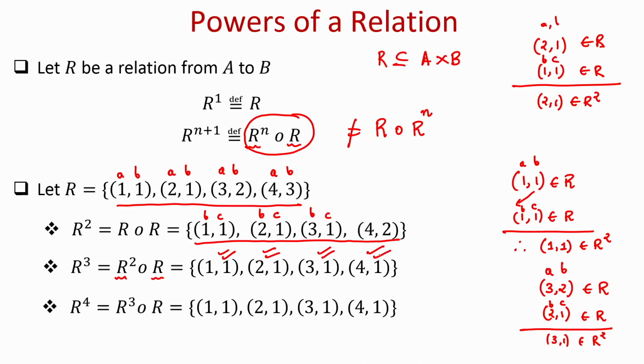And similarly, if you take the R power 4 relation, then it turns out to be the same as R cube. And now you can check yourself that after the fourth power you take any power of the relation R, it is going to give you the same relation as R cube. You will not get any new tuples added in the relation R in the next powers of R.